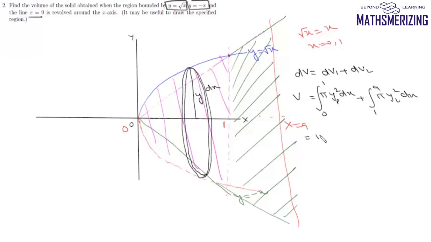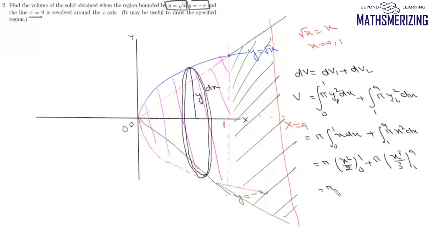So now we'll simplify it. So this is from 0 to 1. Now what is y parabola? So under root x square is simply x. So it will be pi x dx plus from 1 to 9 pi x square dx. Now this is pi. It will be x square upon 2 from 0 to 1 and here it will be x cube upon 3 from 1 to 9.